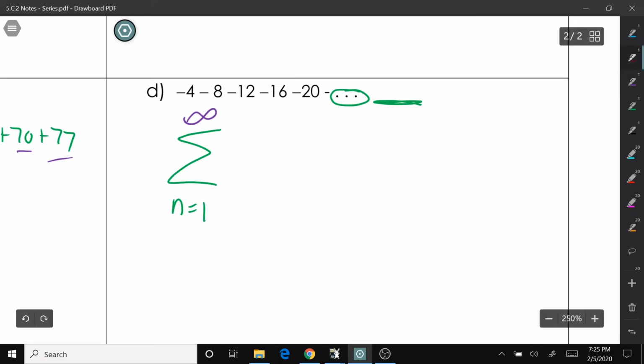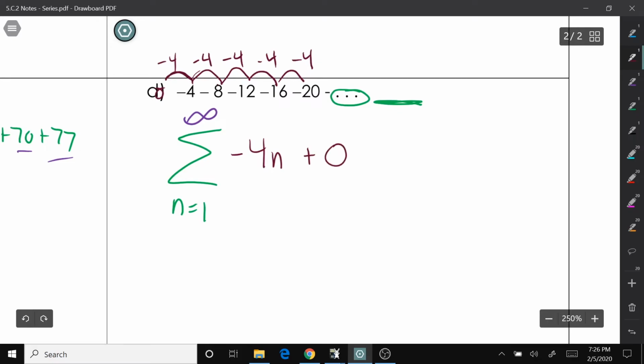So what's going on here is that we have -4, then we go down to -8, then we go down to -12. So we're subtracting 4 each time. And look, if we were to go 1 backwards, like I said before, we would have 0. So 0 minus 4 gives us -4. So we have -4n. Again, we don't need to write that plus 0. It doesn't make sense. So that is our summation notation.